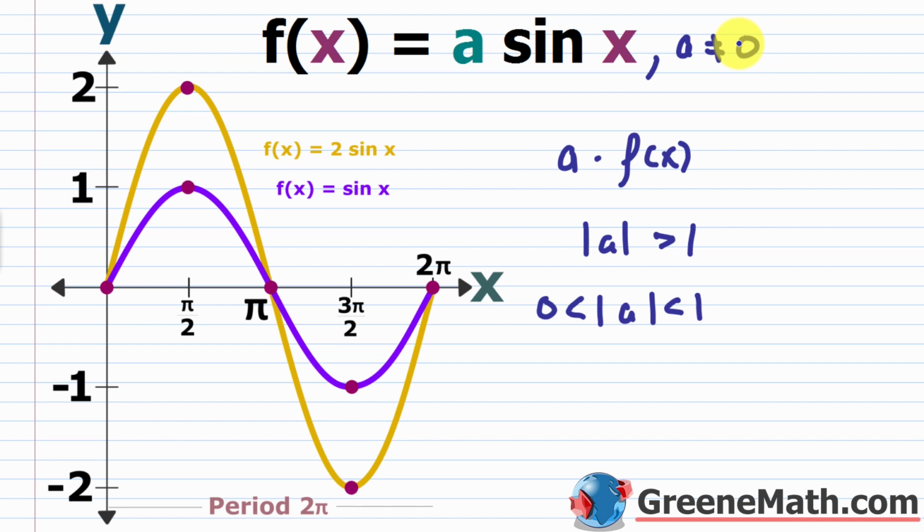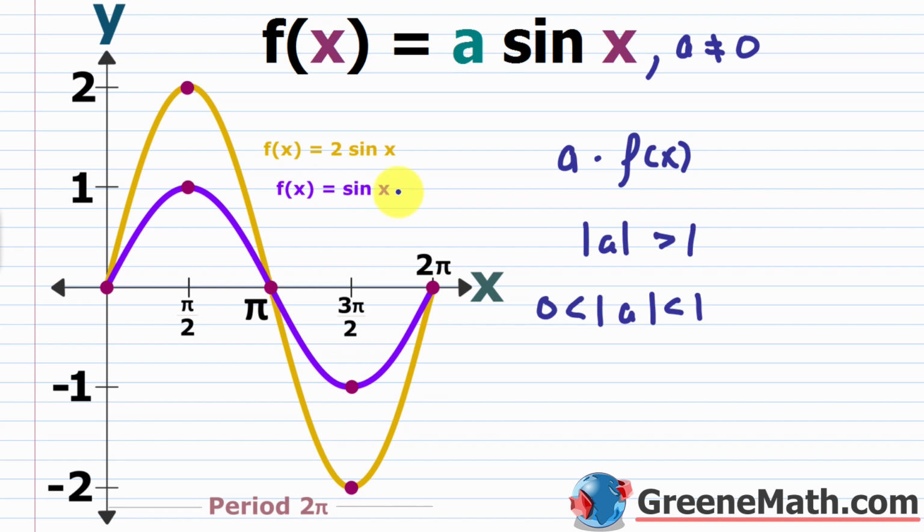So the example we start with is f of x equals 2 times the sine of x. So basically we know that since this is a 2, and the absolute value of 2 is 2, and that's greater than 1, this would be a vertical stretch, right? Because all the function values, all the y values, are being multiplied by 2 when we compare it to the original function, f of x equals sine of x.